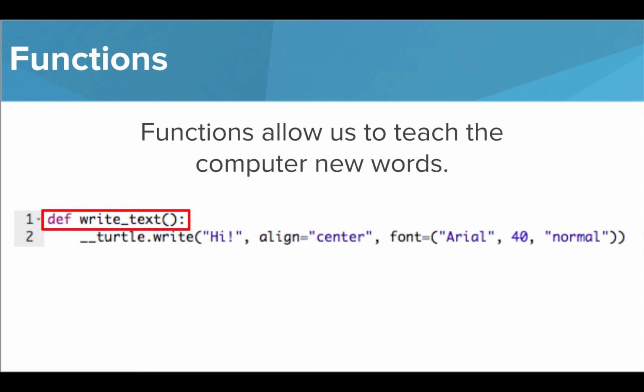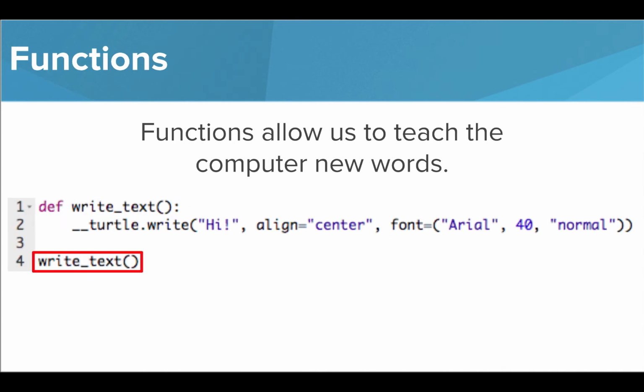This is called declaring the function. We write the word def followed by the function name, which in this case is writeText, followed by a set of parentheses and a colon. Indented underneath, we write the commands to be performed whenever we call this function. There can be as many commands as we want inside a function, but here we only have one.